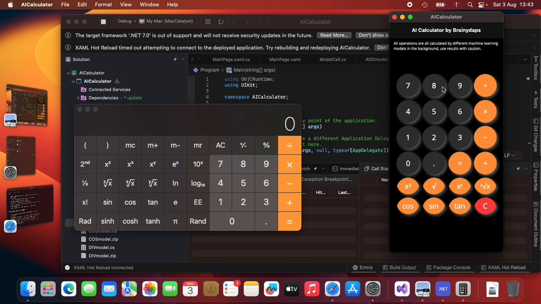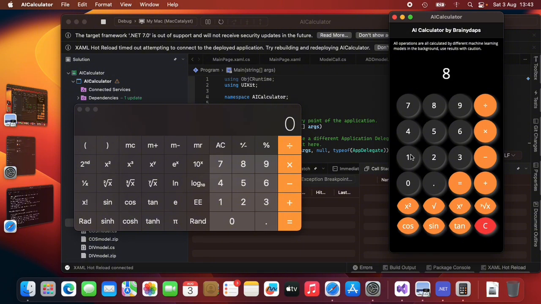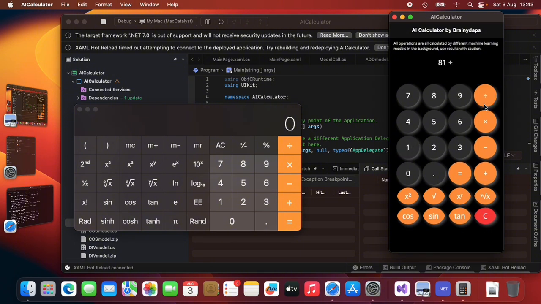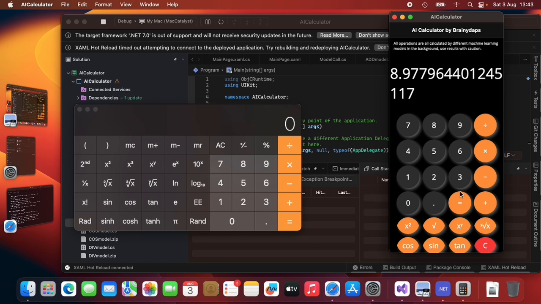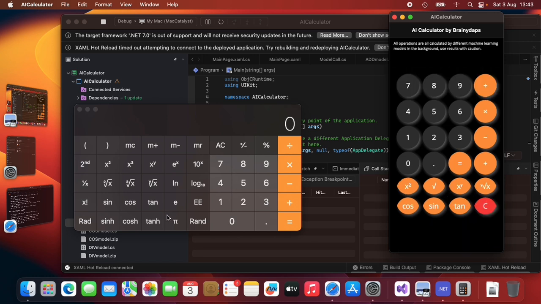Now let's try division. Let's try 81 divided by 9. That should give us 9. Very close. Division too is very close. Now this calculator you are seeing here is the one that came with macOS. This is a regular macOS calculator. I just brought it up so we can compare some of the calculations there.